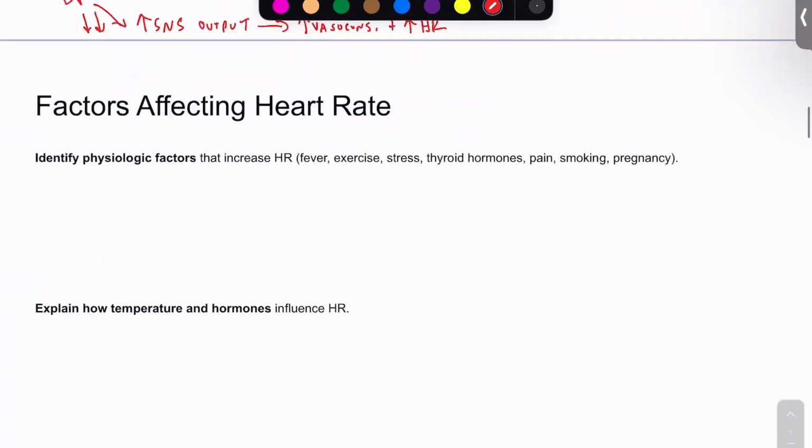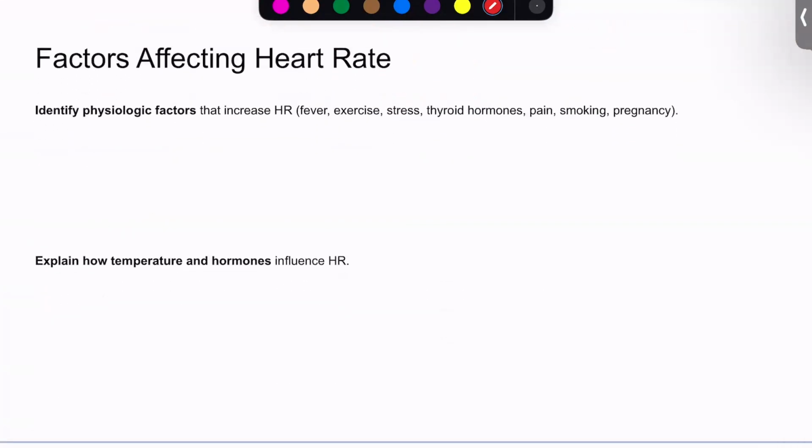So, okay. Now, factors that are affecting heart rate. So identify physiological factors that increase your heart rate. There's a few things, so just think about what increasing your heart rate does. It increases your blood flow, which increases oxygen to the area, increases nutrients to the area. It also takes away waste from the area. So all of those are kind of results of increasing your heart rate.